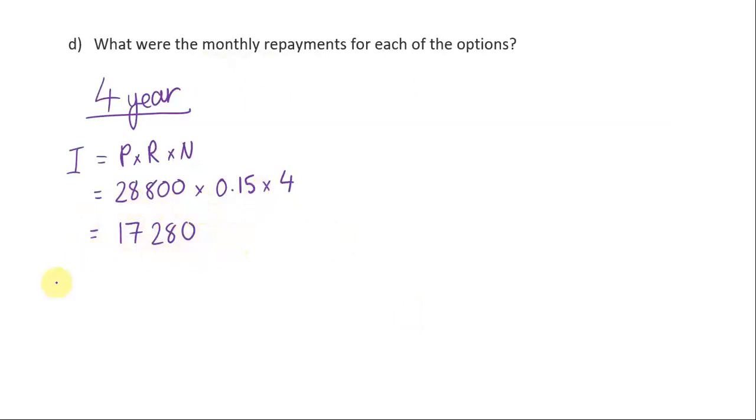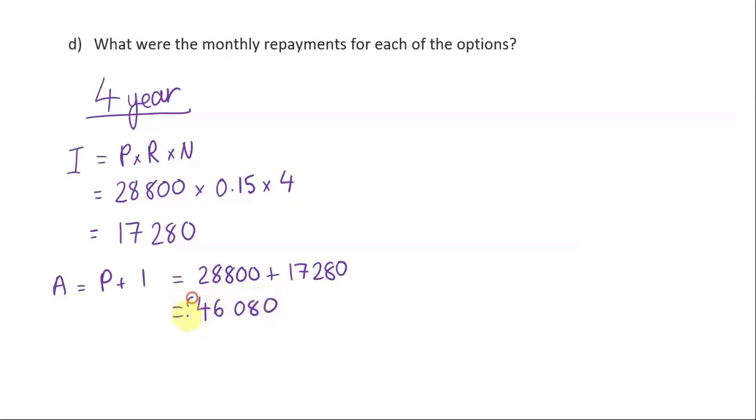So we still need to know the total amount that was charged on the loan. That's our principal plus interest, which was, the principal was $28,800, plus the interest was $17,280. And that gives us $46,080. So that's the total amount that needs to be repaid. But we want to know the monthly repayments. Over 4 years, there's 12 repayments each year, so that's 48 repayments.